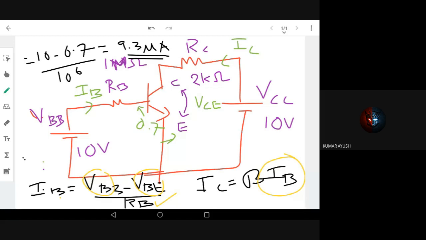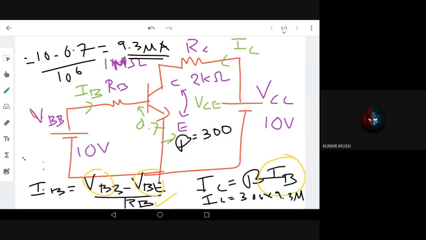Now you may ask what is the beta? In questions like this, I'll be giving beta. For example, beta is 300 here. So now I can find IC. IC equal to 300, that is beta, into 9.3 micro. So I'll get around 3 milliampere, because 300 into 10 means 3000 micro, which means 3 milliampere. Okay, now we got IC.